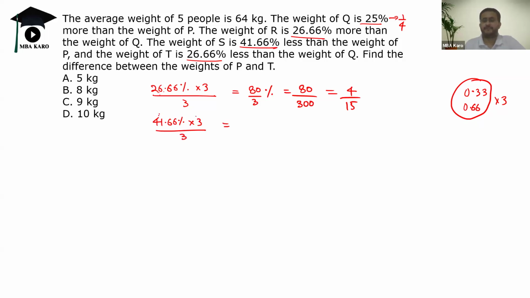41 into 3 is 123, plus 2 is 125 by 3 percentage. 125 by 300. You can take 25 out. That is 5 by 12.